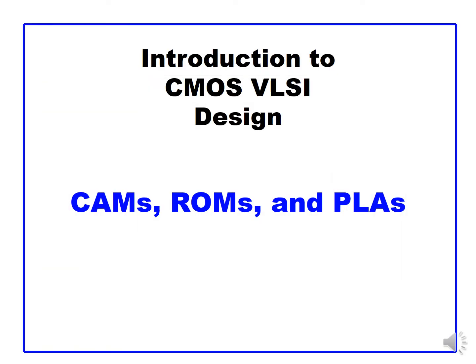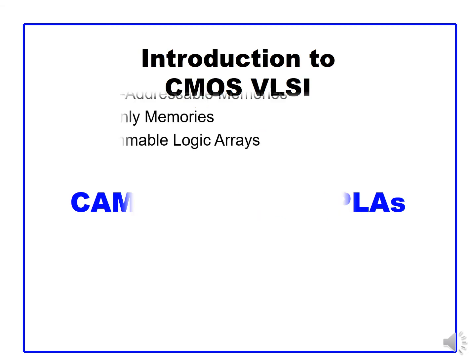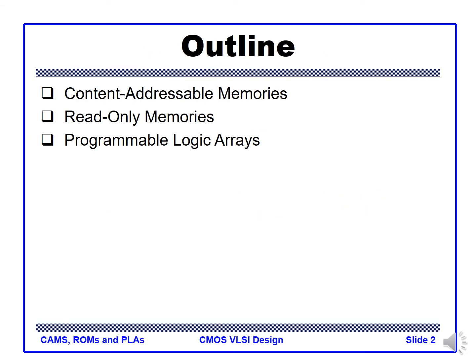CAMs, ROMs, and PLA. So CAM is the content addressable memories, and that is like previously we provided an address to read out the contents at that address, but sometimes we want to provide the secret key to the memory, then find the memory content that matches that secret key.